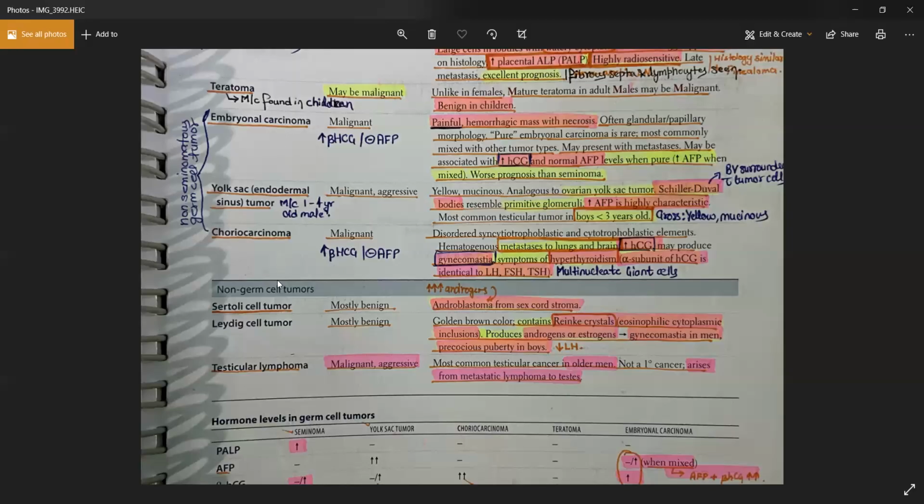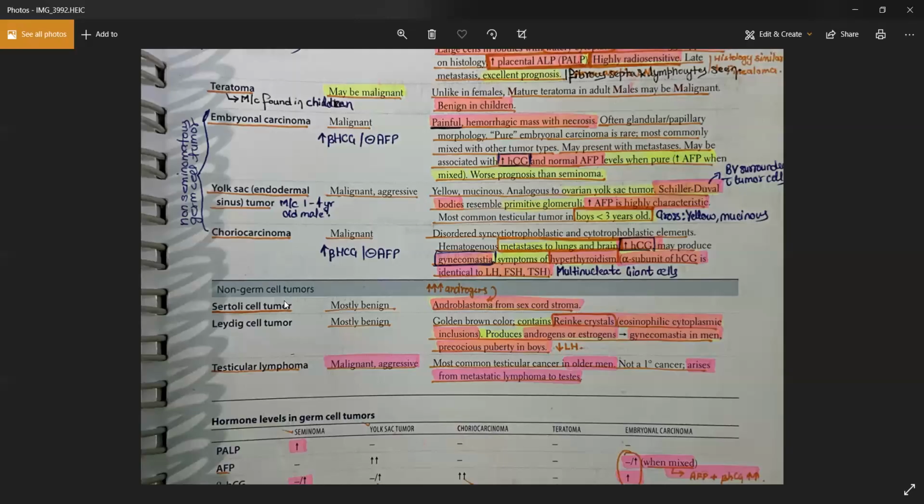Now you have the non-germ cell tumors, or you can say the sex cord stromal tumors. These are the Sertoli cell tumors first. Again, you will have proliferation of the Sertoli cells. You will have a high level of estrogens in these tumors, right? A high level of androgens will be there, and that will again convert into estrogen. So a high level of testosterone and a high level of estrogen will be there, right?